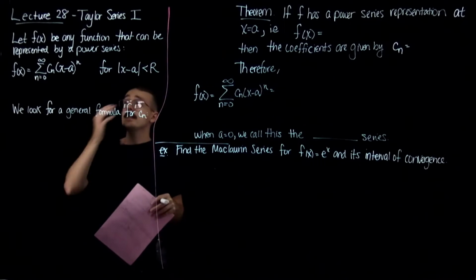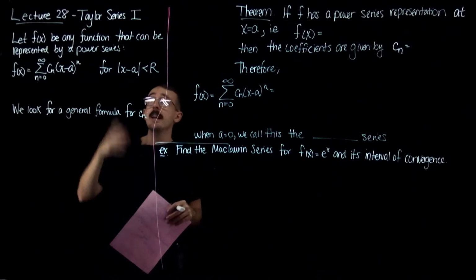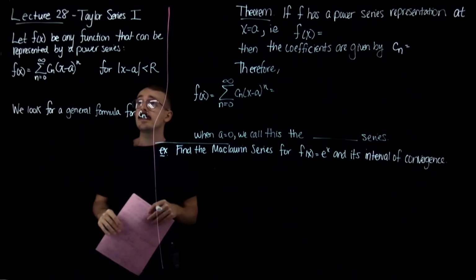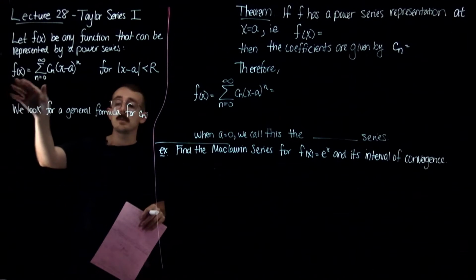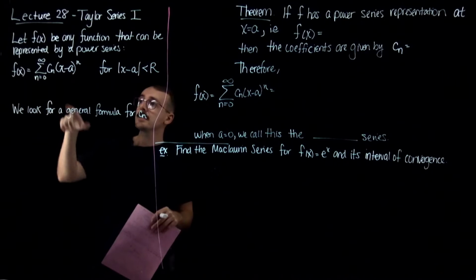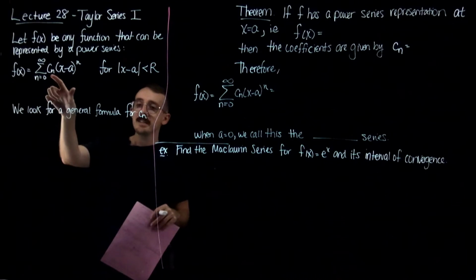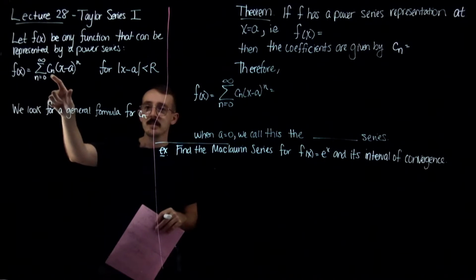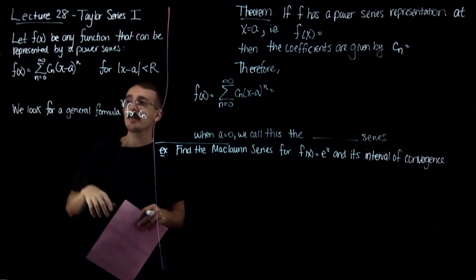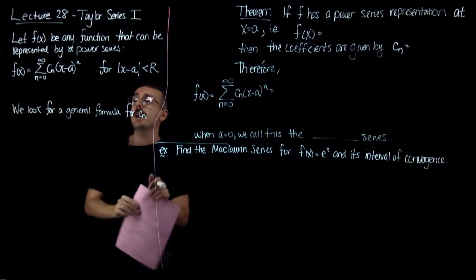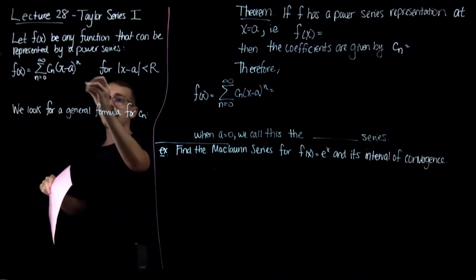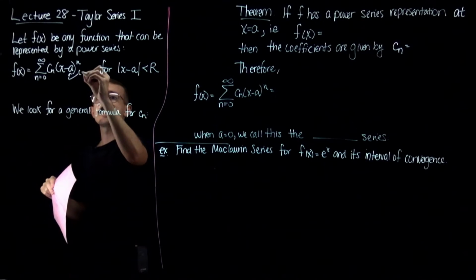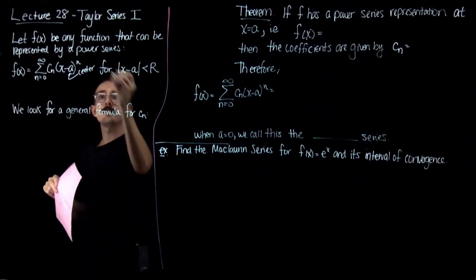So we start with f of x. It's going to be any function that can be represented by a power series. So f of x is equal to the sum from n equals 0 to infinity. These c sub n's here are the coefficients for each term in the series. And then this a right here, x minus a, this a is called the center. So we're going to be calling this the center of the series.